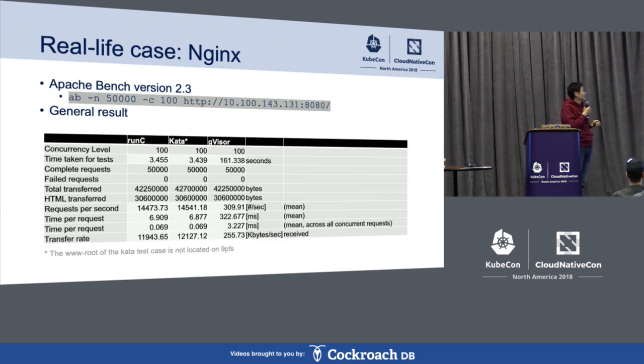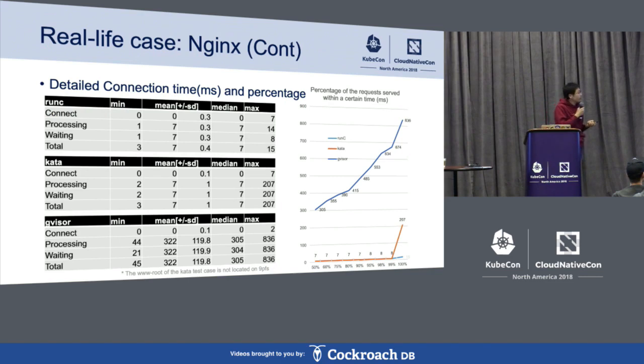So this implies some suggestion for production usage. If you want to have better performance, try to avoid using 9pfs. And here's some detailed data.